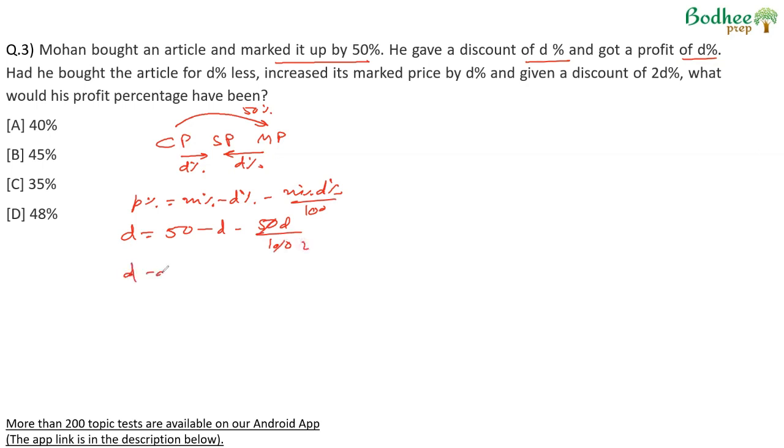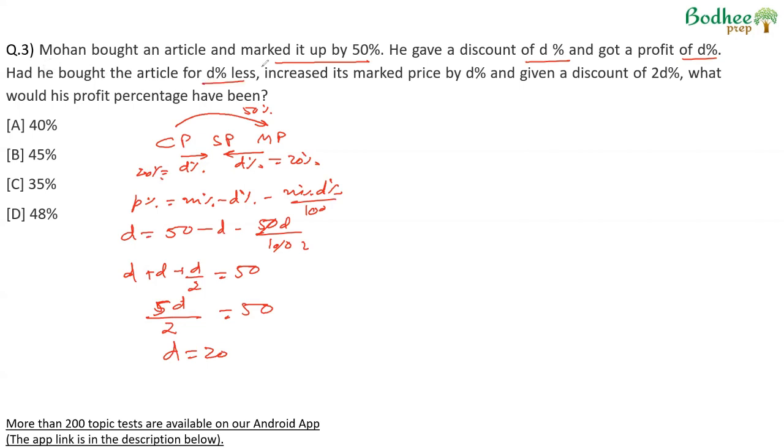So D plus D by 2 is equal to 50. This will be 5D by 2. 5D by 2 is equal to 50. 5 and 5 cancel. D is equal to 20. Therefore, the discount is equal to 20% and the profit is also equal to 20%.